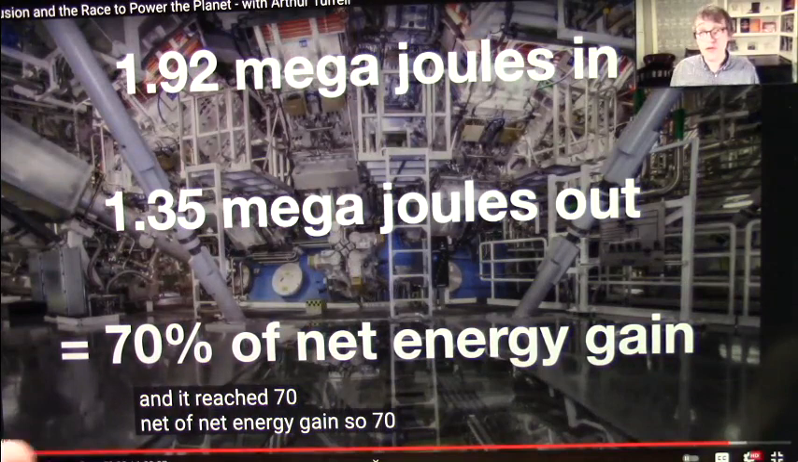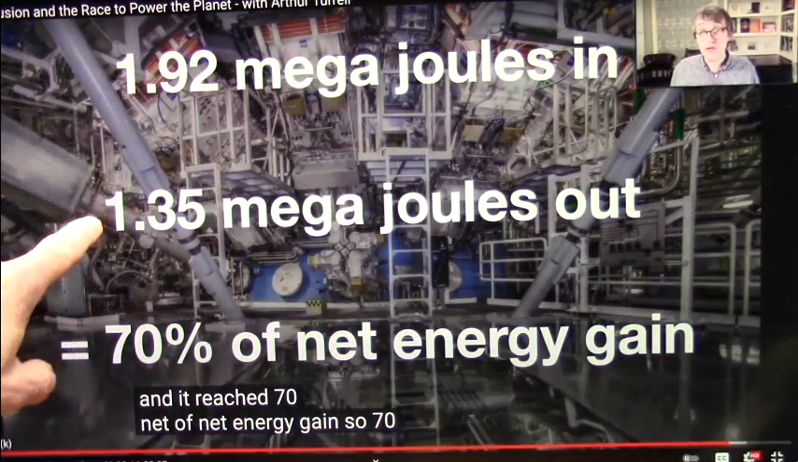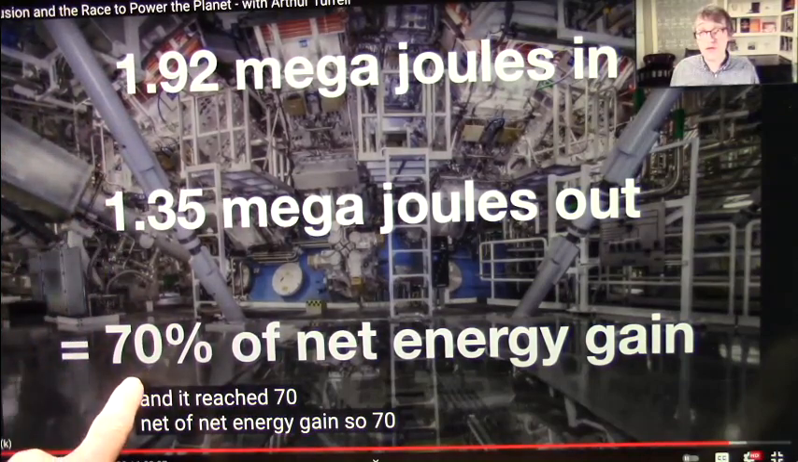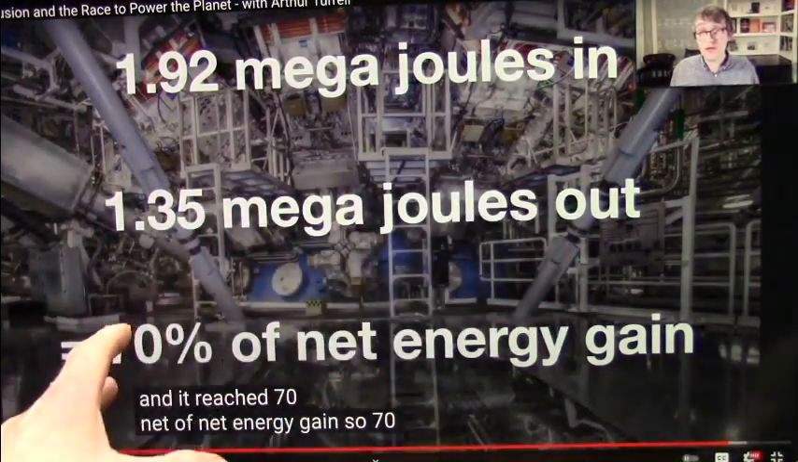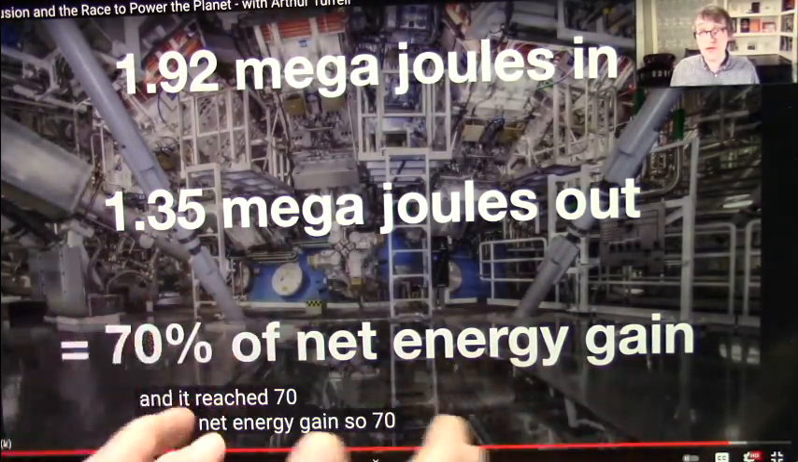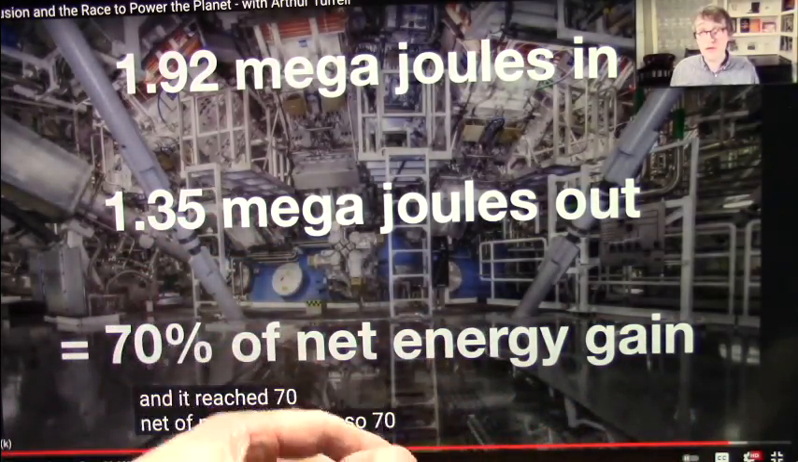So that means they put in a ton of energy. They got back less than a ton of energy. They only got back 70% of what they put in. They're never going to even break even. It's impossible, what they're doing. You have to divide the things for free. You can't divide the particles by putting so much energy in that they divide.